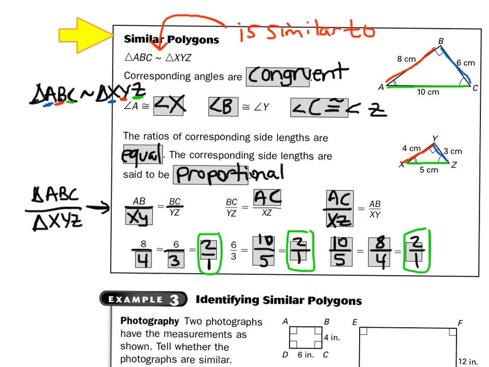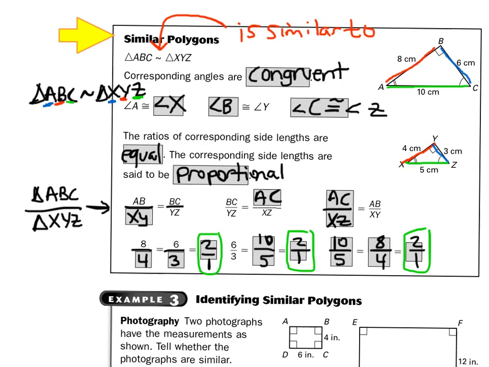And then we just plug in the numbers. So from A to B is 8, from X to Y is 4, so it's 8 over 4. Well, we know that has to be equal. B to C is 6, and Y to Z is 3. And we know 8 over 4 and 6 over 3 would both reduce to be 2 over 1. And then we could also go to the next pair.